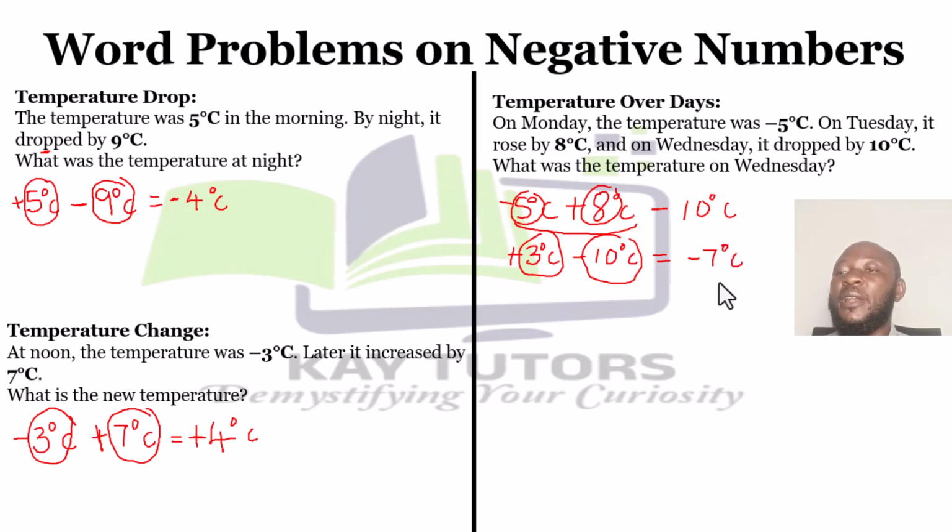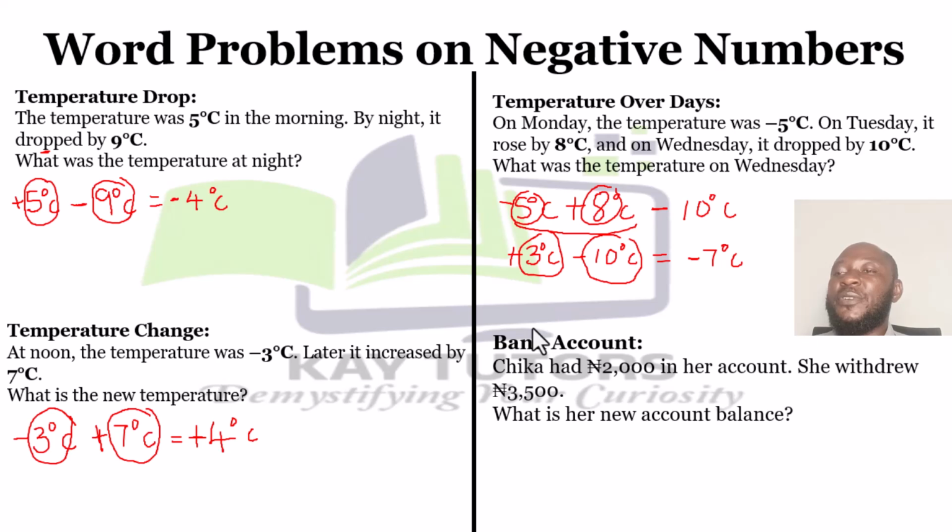Let's move on. Let us look at another example. Money in the bank. Chika had 2,000 naira in her account.